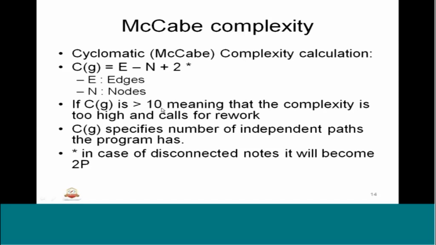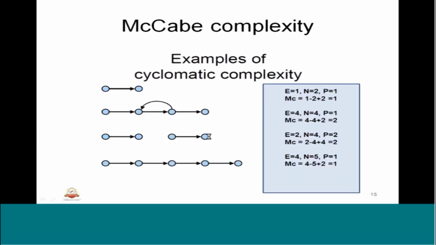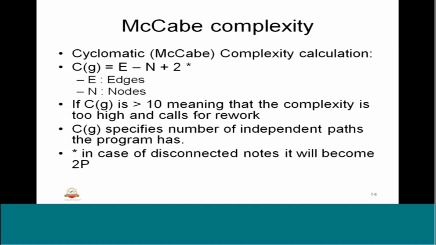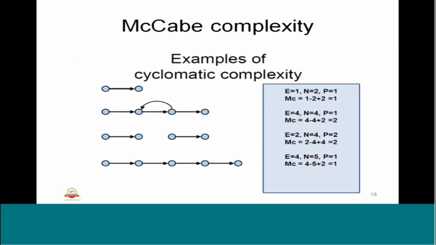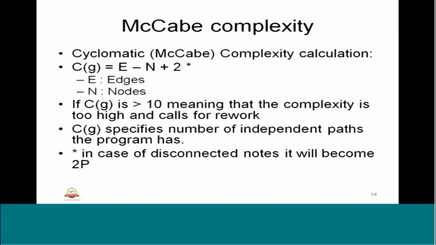The complexity specifies the number of independent paths the program has. So you know that here the number of paths is 2. The first path is direct. The other path is from the third node, it will come back to second, third, fourth. So 2 paths it can execute. So it specifies the number of independent paths the program has. In the case of the first and last, the path is only 1. So it is as simple as that.